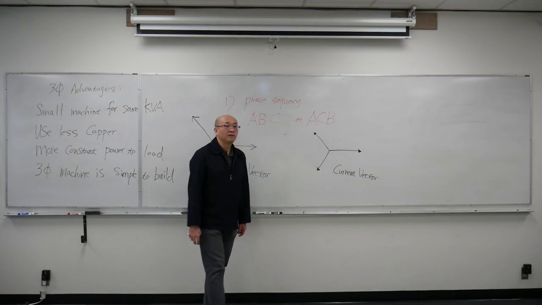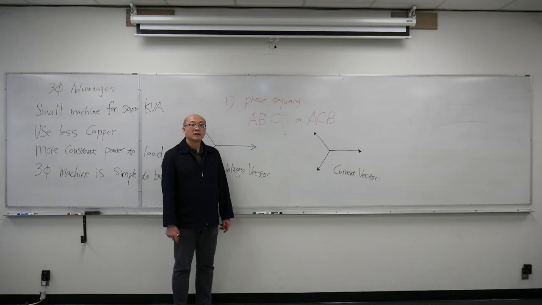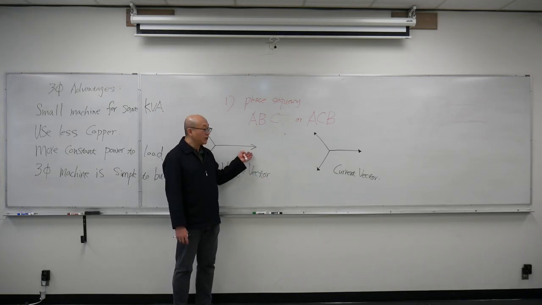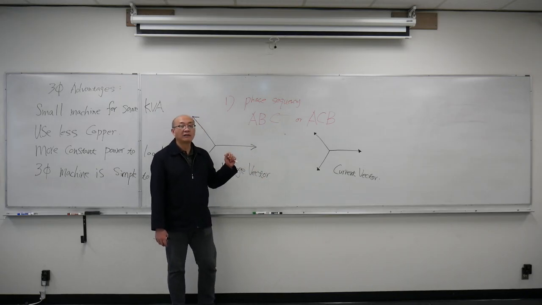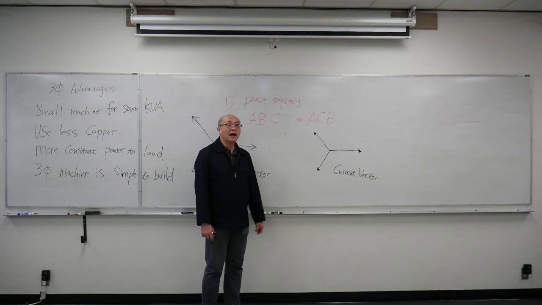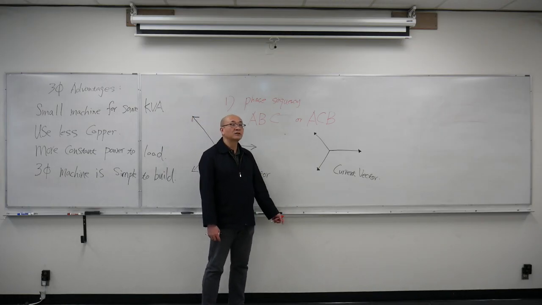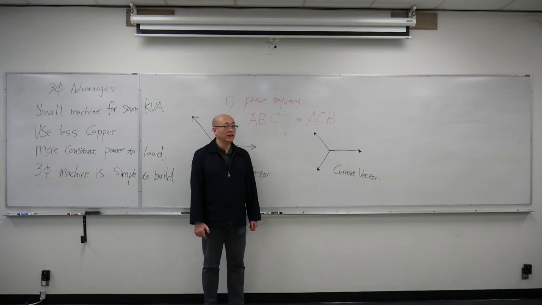And when we draw the vector diagram, the direction of this arrow, or what we call the current direction, is always from the source to the load. That's going to be shown to you in the next lesson.